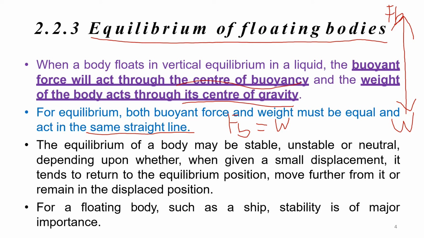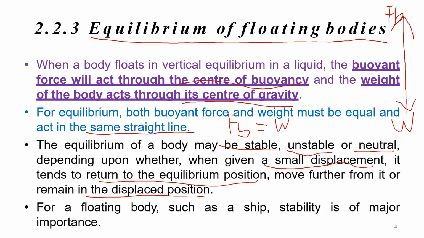Okay, the equilibrium of a body may be stable, unstable, or neutral. When we consider it stable, it is when, after a small displacement, the body returns to the equilibrium position. Okay, maksudnya bila ada sesuatu berlaku, body itu akan balik kepada keadaan asal. Unstable means that it can collapse or it remains in the displaced position. Maksudnya dia tetap cengat ataupun dia terbalik.